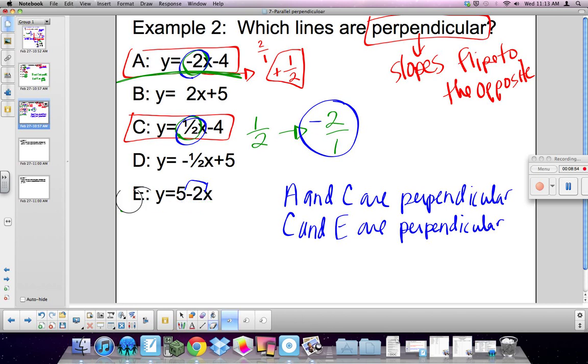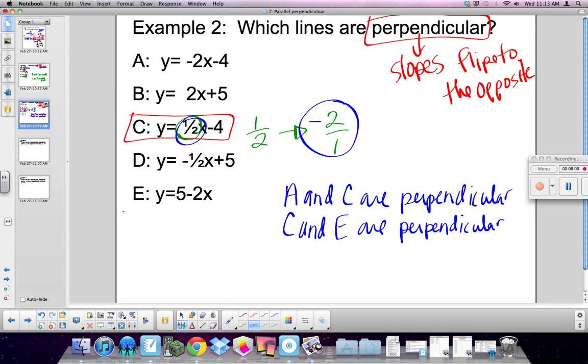Let's take a look at B and try and find its perpendicular slope and see if it's maybe perpendicular to D. B, 2, we flip it, so it becomes 1/2. Remember, we put it over 1. And now we make it its opposite, so it's going to become negative. Yes, it is perpendicular to D. So my final statement is B and D are perpendicular.